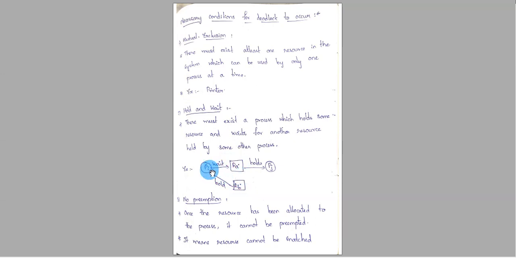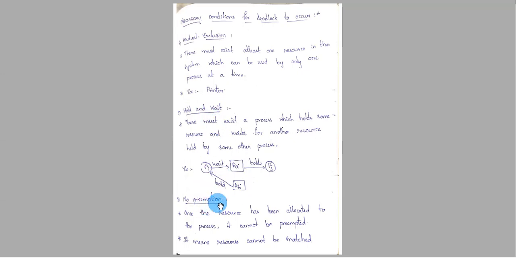Here in this diagram, process Pi is holding resource RB, but it is waiting for resource RA. Process Pj is holding resource RA. So Pi is holding one resource but is waiting for another resource. This is hold and wait.